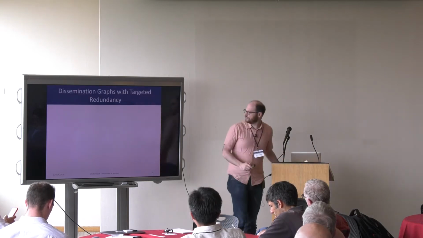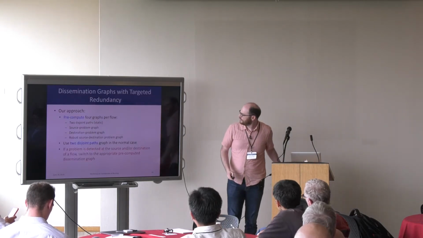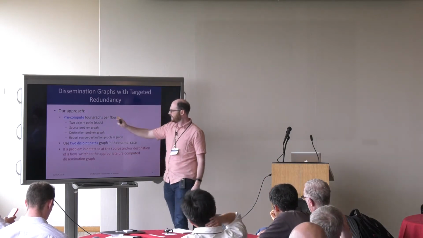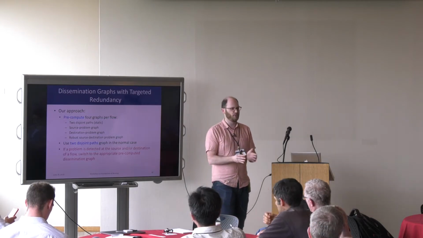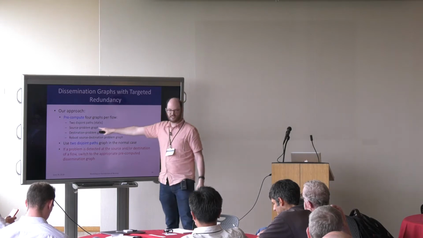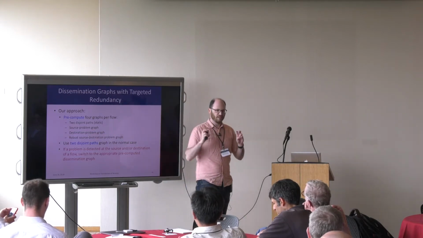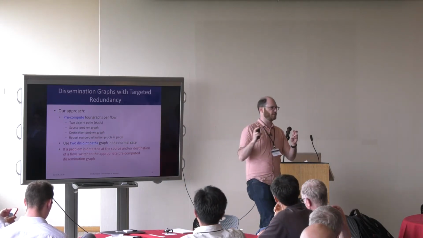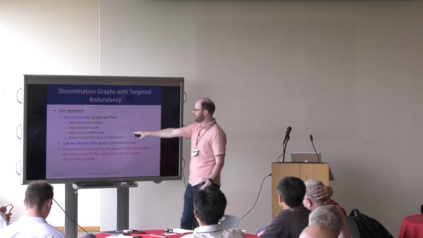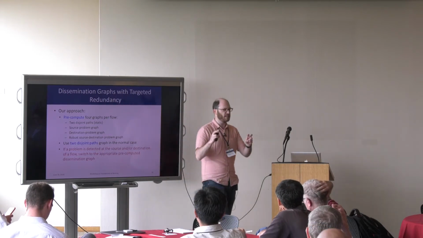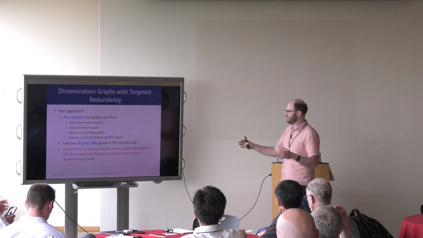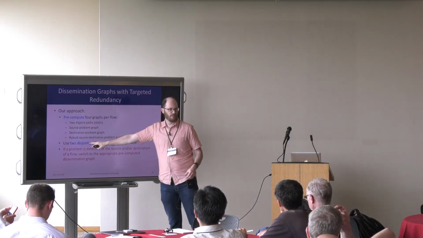OK, so then what did we do? For every possible flow, for every source-destination pair, we compute four graphs. These two disjoint paths that we're going to run on most of the time. Then if we detect a problem at the source, we have a pre-computed dissemination graph that's robust to source failure. And if we detect a problem at the sink, we have a pre-computed dissemination graph that's robust to sink failure. And then if we detect problems at both, we have a pre-computed dissemination graph that's robust to both of them.